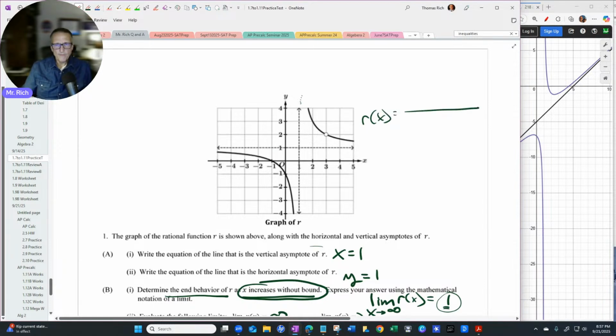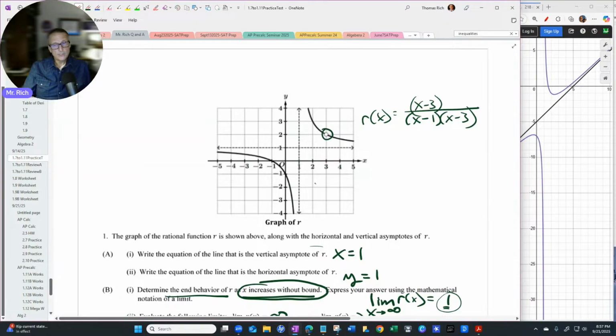Well, I need there to be a vertical asymptote at x equals 1. So therefore, that has to correspond to a factor in the denominator of x minus 1. Since there's a hole at x equals 3, that means I need to have an x minus 3 on the top with a matching x minus 3 on the bottom, because that's how holes get generated when we're looking at the factored form of the numerator and denominator. You get a cancellation right there between those two. So I would have an x minus 3 and an x minus 3.